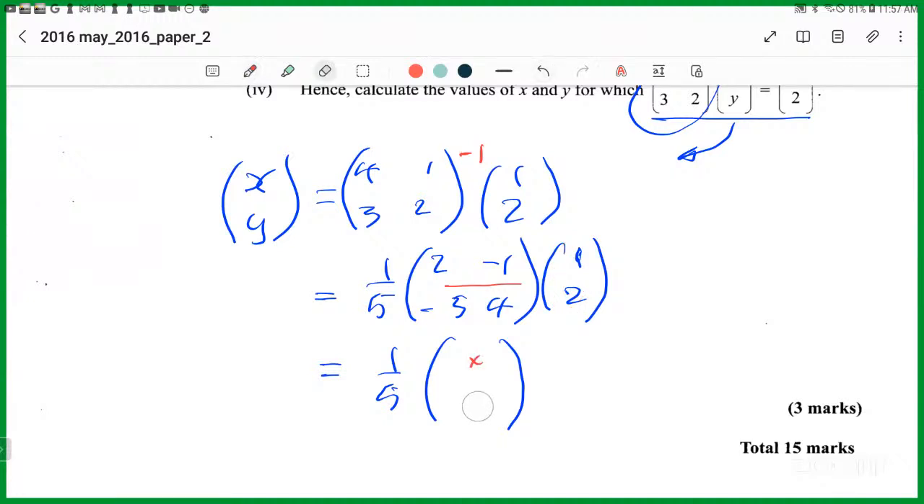Let's do the first one first, right here. That value is in the first row and the first column. So multiply this first row by this 1 column. It's first element times first element, second element times second element: 2 times 1 and minus 1 times 2. 2 times 1 is 2 and minus 1 times 2 is negative 2.